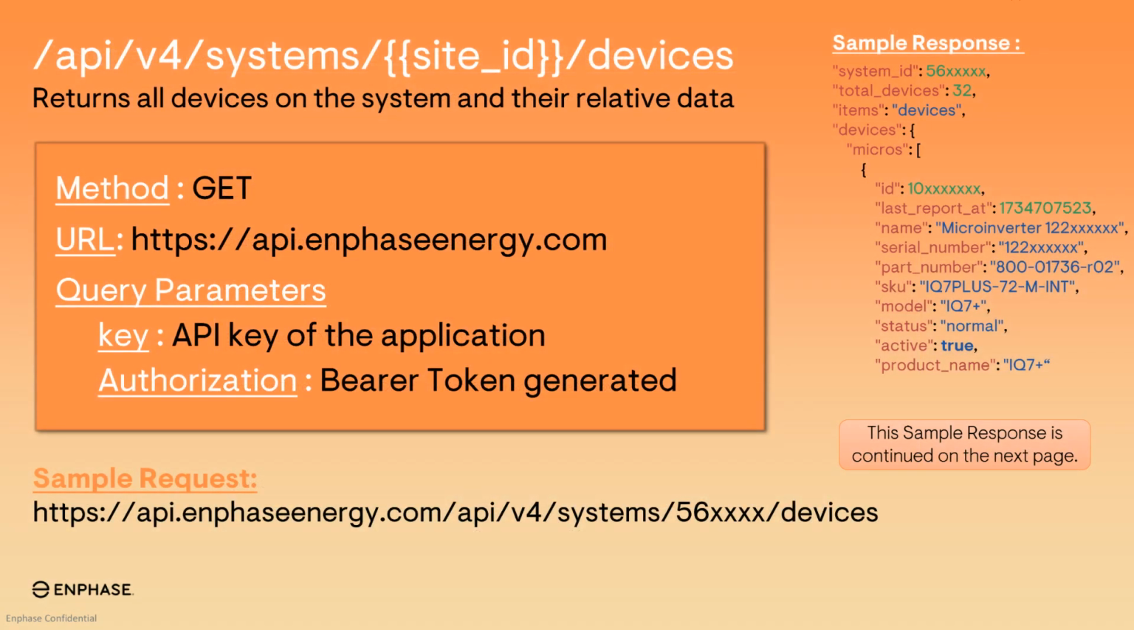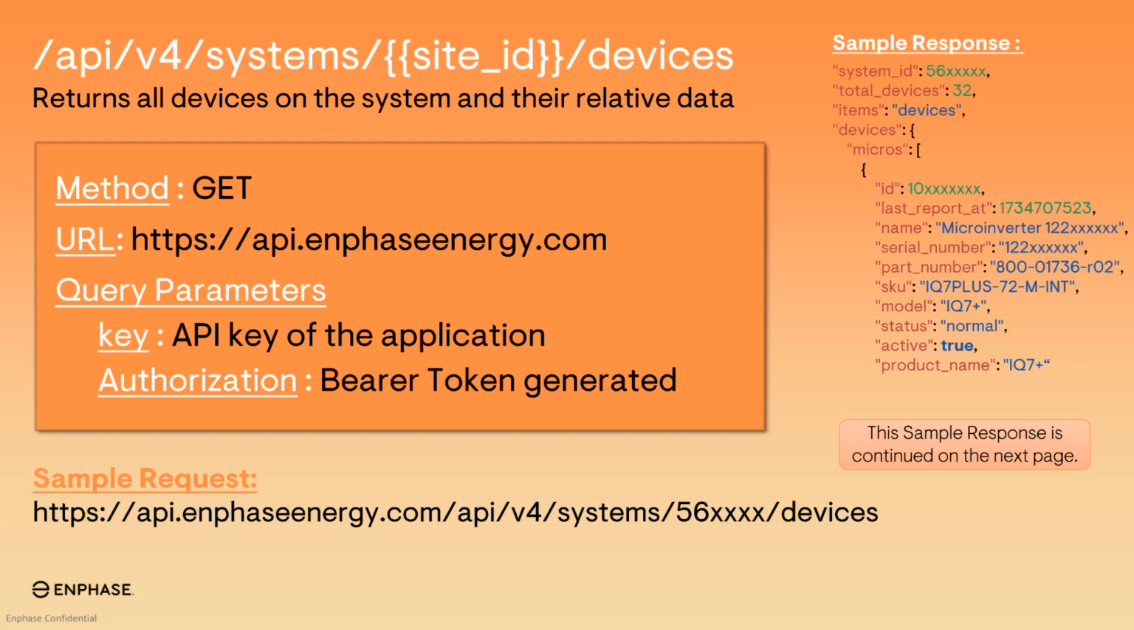The final data endpoint for this video is the devices endpoint. Use this endpoint to view all devices on the system and their relative data. This endpoint uses the GET request and returns all Enphase devices on the system, including all microinverters, meters, gateways, cell modems, Q relays, and Enphase batteries.